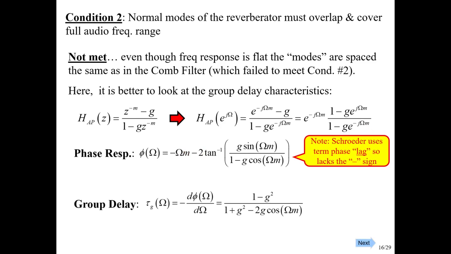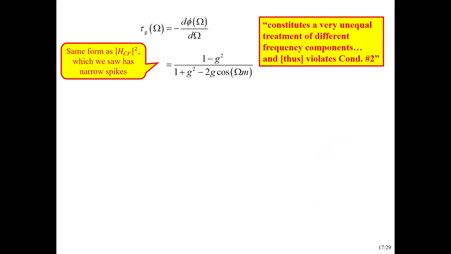Now we find the group delay. So with phase, not phase lag, we have to take the derivative and then put a negative out in front. And so when we do that, we get something that looks like that. A constant in the numerator and something in the denominator that looks just like the denominator of the magnitude of the comb filter that we looked at. So that's what I'm saying here.